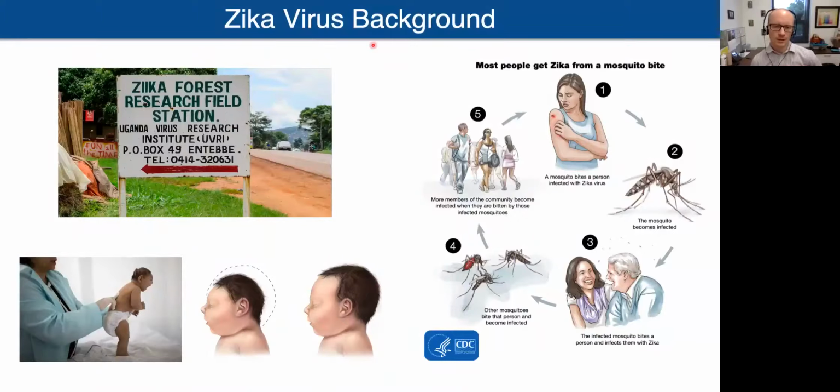So the story begins with Zika virus that you maybe remember from the news about 5 years ago. Zika was identified in this forest in Uganda in 1947, and it was ignored for a long time because it didn't seem to cause severe disease. It's mainly transmitted by mosquitoes, so person to mosquito to person to mosquito.